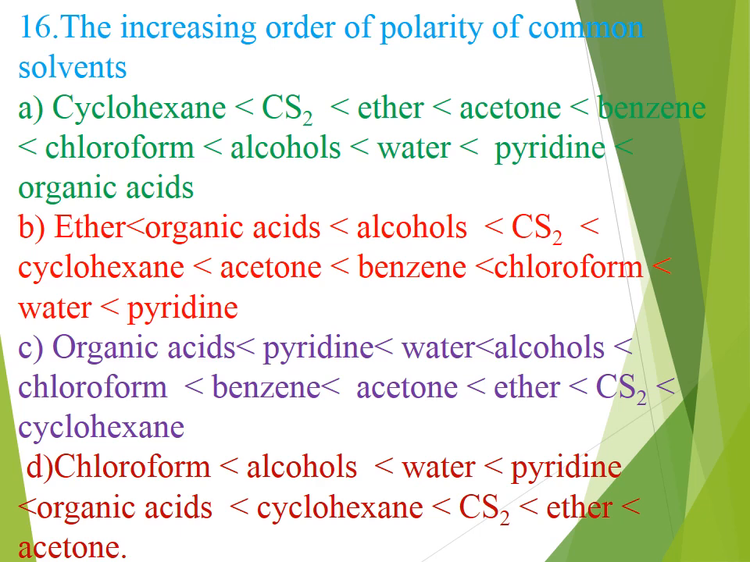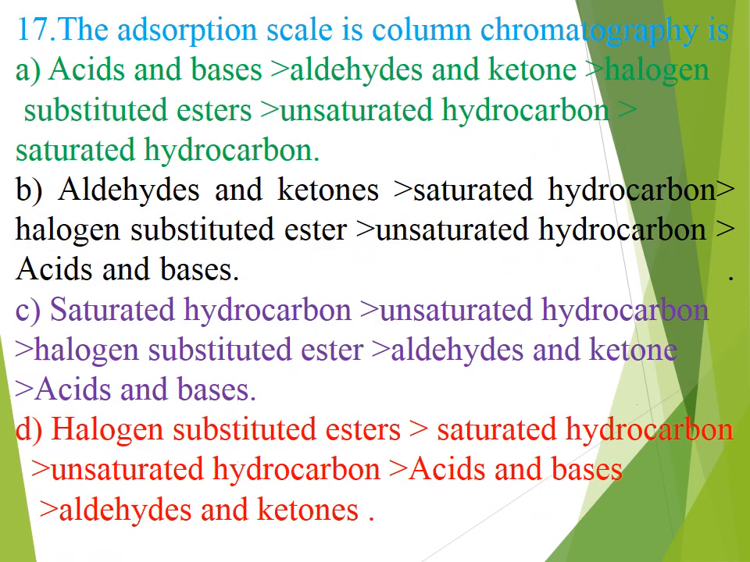The increasing order of polarity of common solvent. Option A is correct. Cyclohexane less than CS2 less than ether less than acetone less than benzene less than chloroform less than alcohol less than water less than pyridine and less than organic acid. Therefore, the option A is correct.